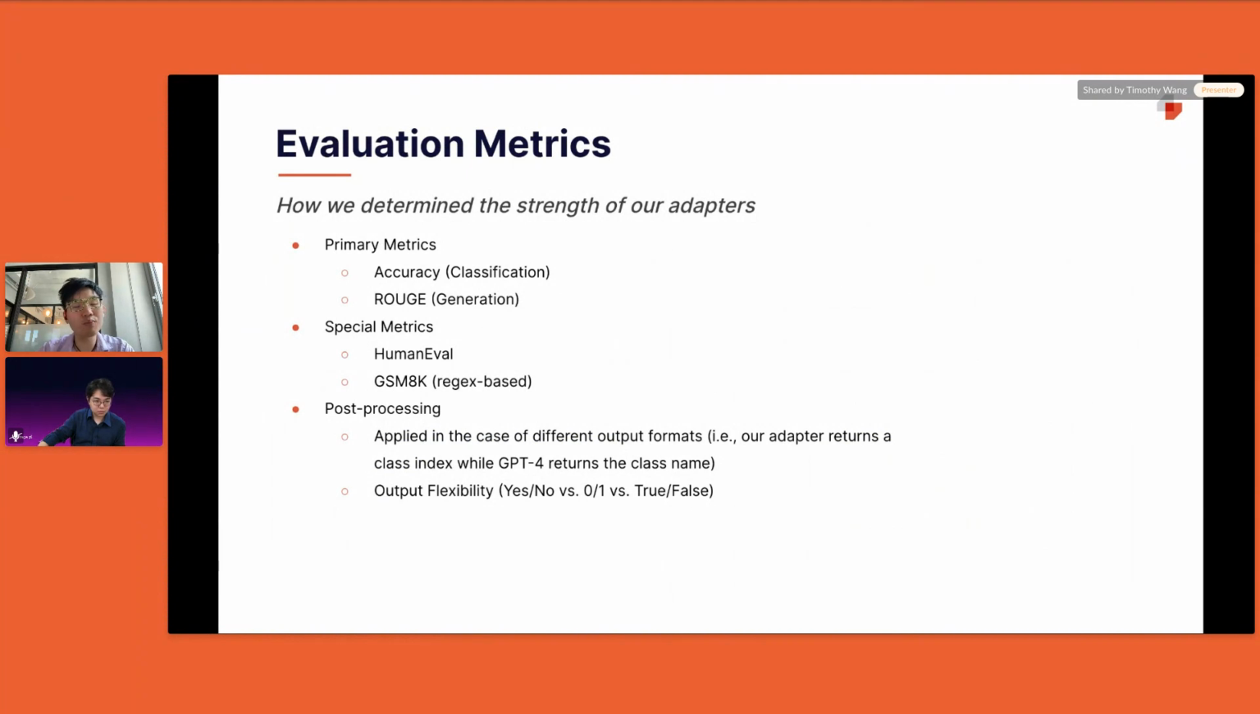We also had to apply post-processing in certain cases to make sure that all the models were given a fair chance. If GPT-4, for instance, were to return a class name while we were returning a class index, this is accounted for. Similarly, we also added some flexibility in the case of GPT-4 such that yes or no could be mapped to 0 or 1 or true or false. Again, just to ensure that all of our metrics were as fair as possible for GPT-4, GPT-3.5, and any open source models that were not fine-tuned.